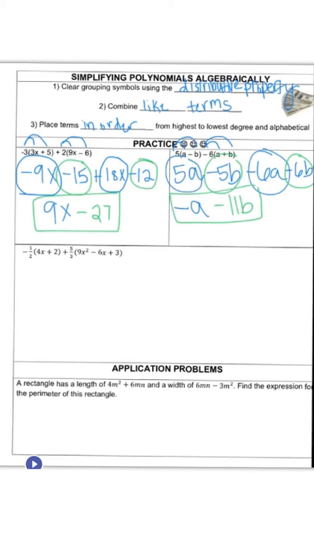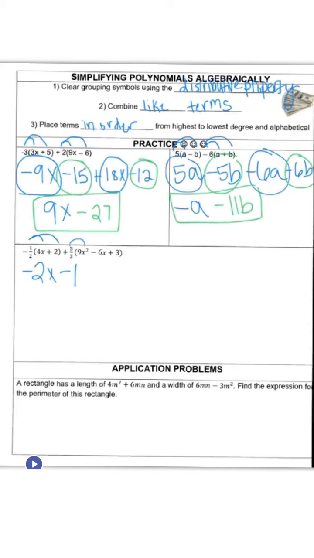Okay, so let's distribute the negative 1/2 to each term in the parentheses. So we're just going to take half of these numbers and make them negative. So negative 1/2 times 4 would be negative 2x. And then negative 1/2 times 2 is negative 1.